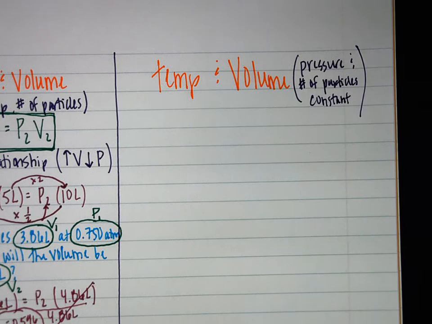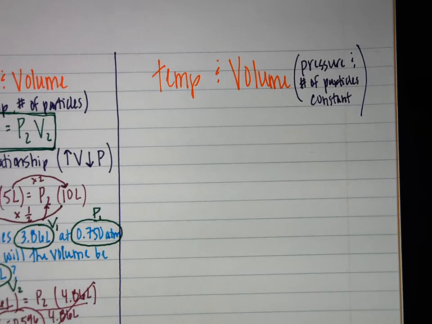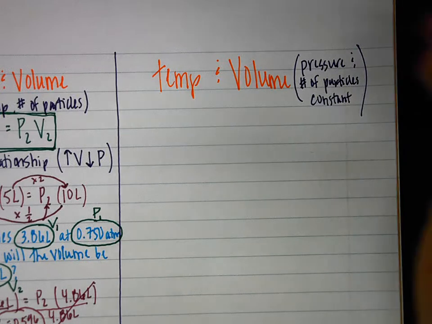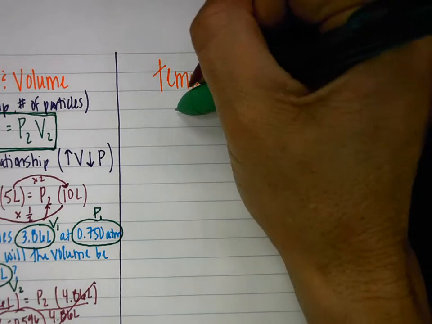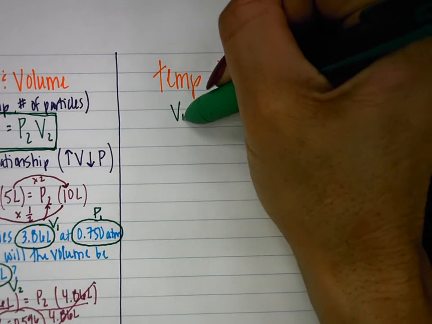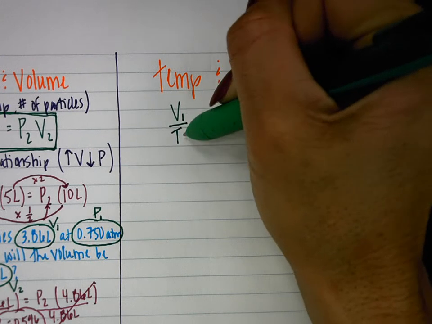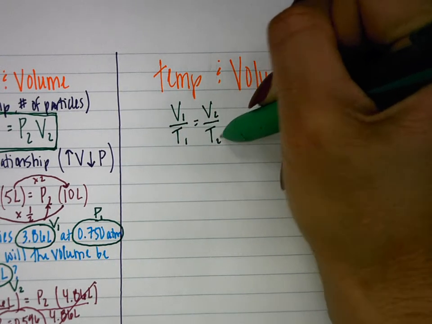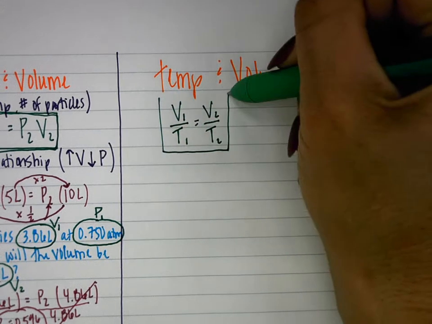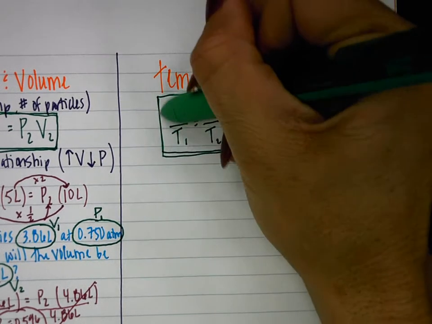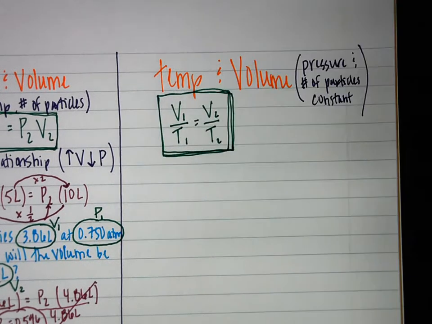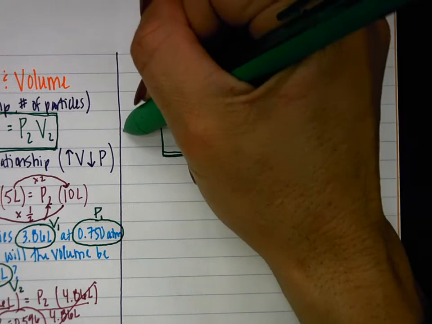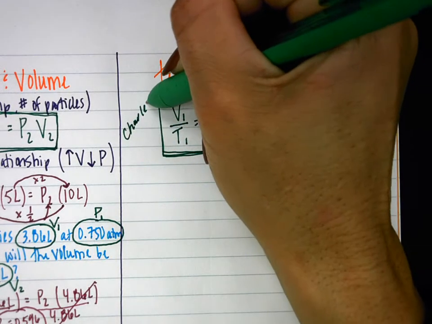Okay. So our equation for this looks a little different. It is V1 over T1 equals V2 over T2. That's your equation there. Okay, and this is Charles's law.